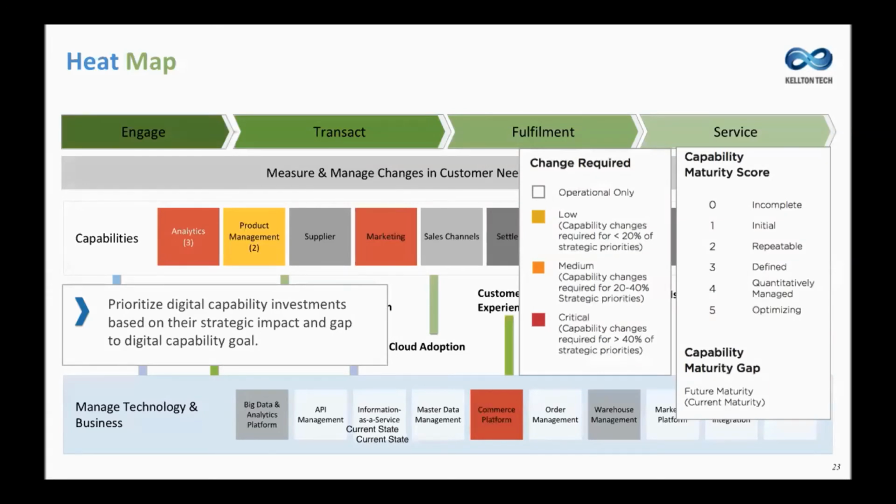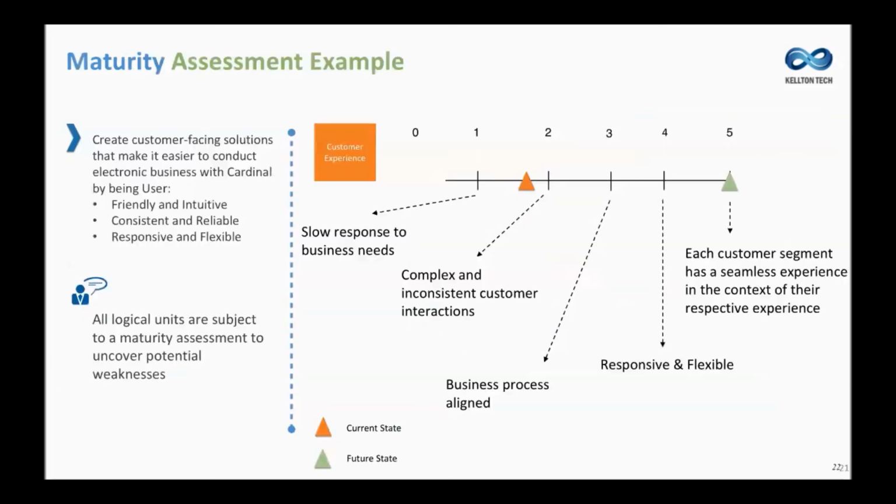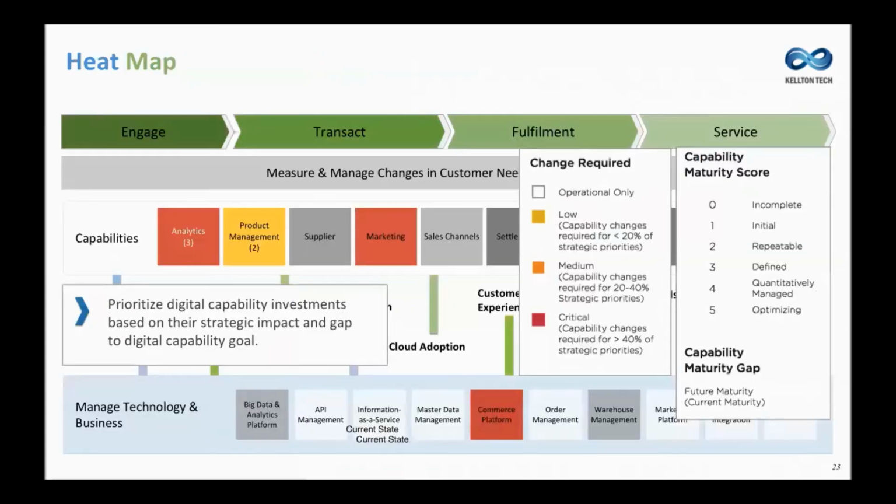Here we have an opportunity to look into our functional domain model so that we can color code it from 0 to 5, where 0 is incomplete, initial, repeatable. These are the levels at an abstract level. The one I showed you in the earlier slide was very specific to a customer experience, where you define these 5 levels of maturity for that particular requirement. Here you are showing them at an abstract level so that you can score your maturity.